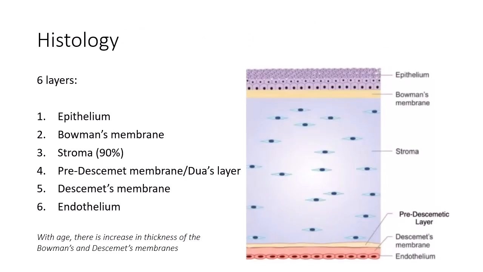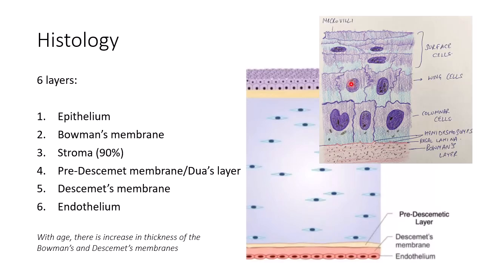Looking at the histology, the cornea has 6 layers. So here come the Bowman's membrane and the Descemet membrane. And just above the Descemet membrane is a more recently discovered layer known as the pre-Descemet or the Dua's layer. With age, there is increase in thickness of the Bowman and the Descemet membranes, both of which are acellular structures. The epithelium in detail: the surface stratified or flattened cells, the wing cells, and the basal columnar cells. These little columnar cells have intercellular junctions and they have hemidesmosomes which attach them to the underlying Bowman's layer.